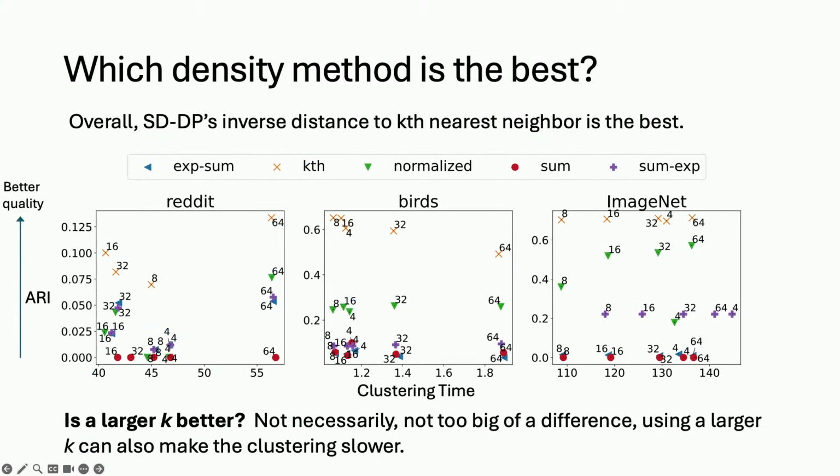Yeah, question? Is it weird that on the middle one, the lower numbers are higher in terms of quality? Like the k=8 is better than the k=64 in terms of quality. Yeah, I'm not too sure why that is the case. I guess maybe the further neighbors just introduced more noise here. Yeah, it's a good question. Other questions?